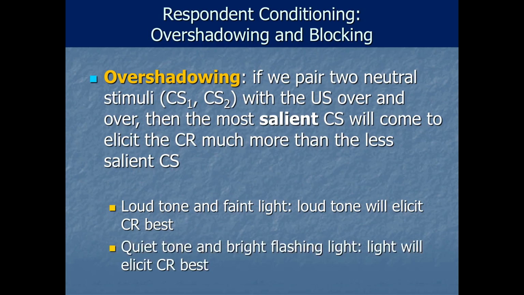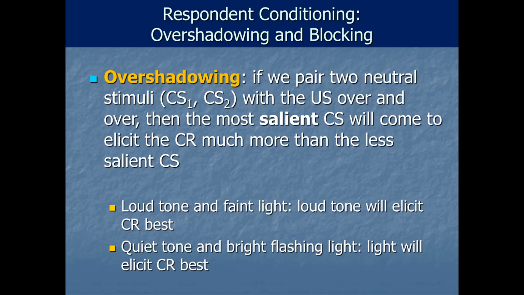But on the other hand, let's say instead your two warning signals were a quiet tone and a bright flashing light prior to the shock, prior to the US. In that case, the light will come to elicit a conditioned response much better, much stronger, much quicker. So whichever conditioned stimulus, whichever predictive or warning stimulus is most salient to that creature, whichever stands out the most from the environment, will get the strongest learning. That's the basic idea of overshadowing.